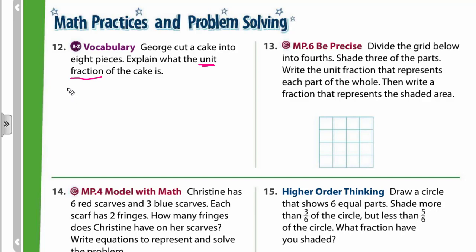The unit fraction is 1 piece out of how many total? It is 8 pieces. So 1 out of 8. We can write it as a fraction, 1 over 8, and we call it 1/8. So to explain this, we will say that it's 1 piece or 1 part out of 8 pieces or 8 parts.